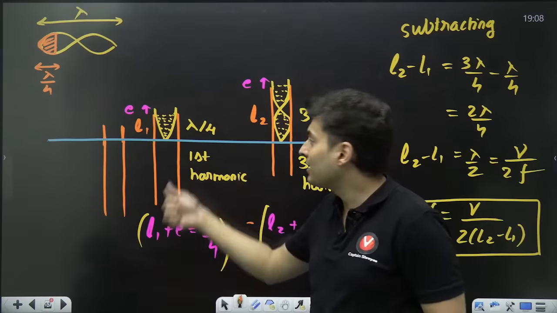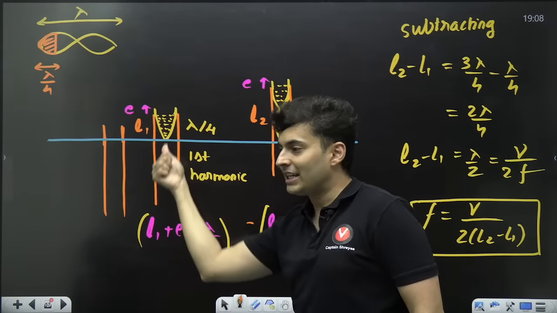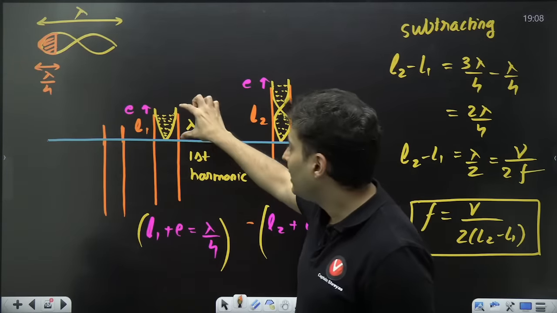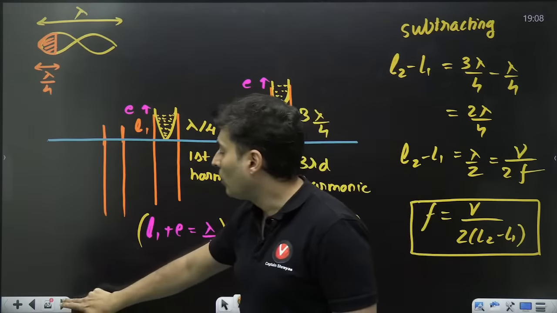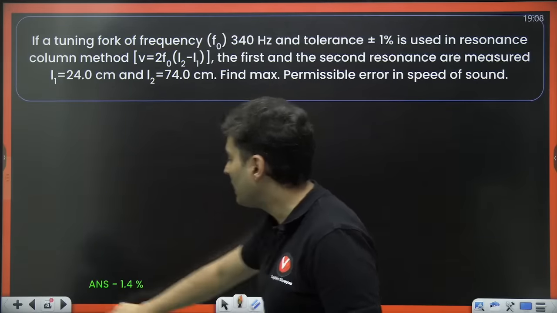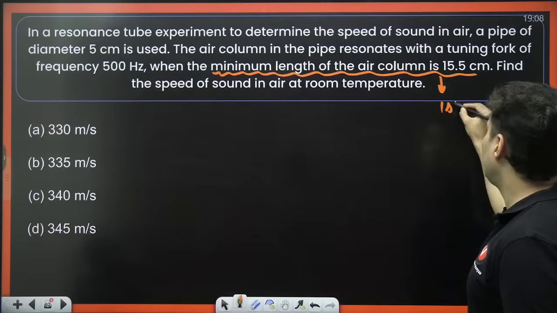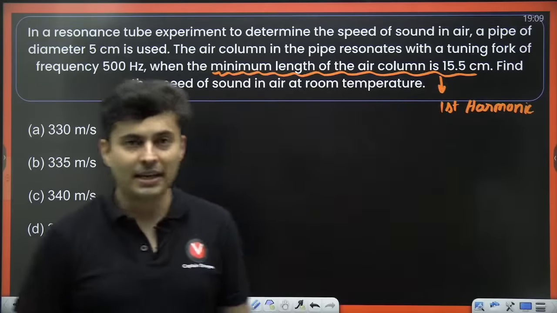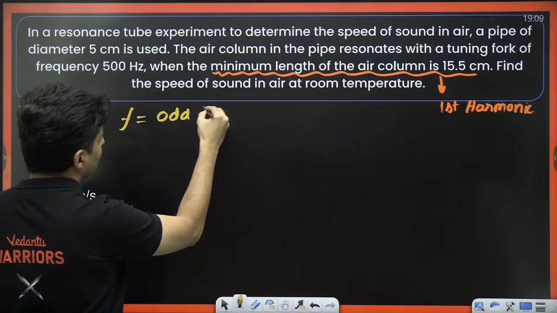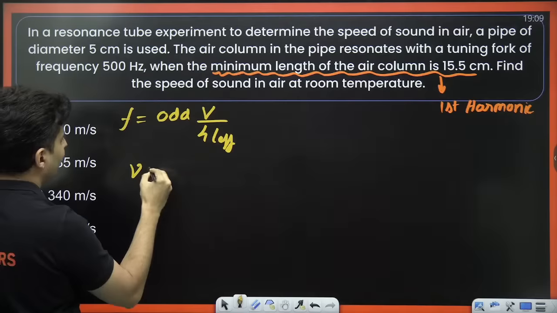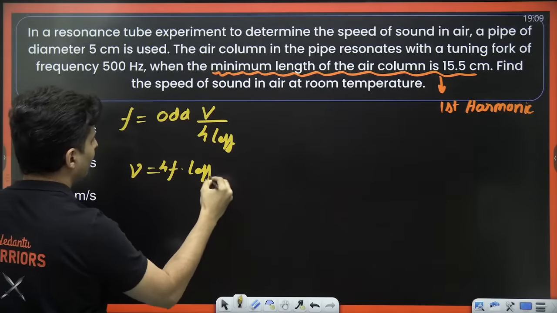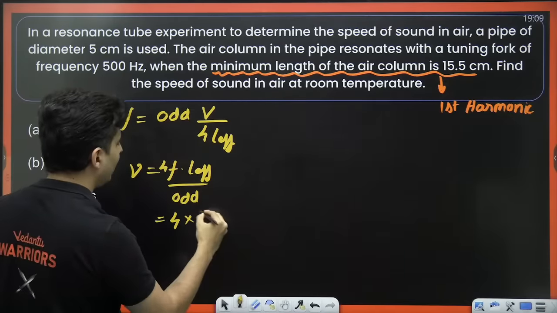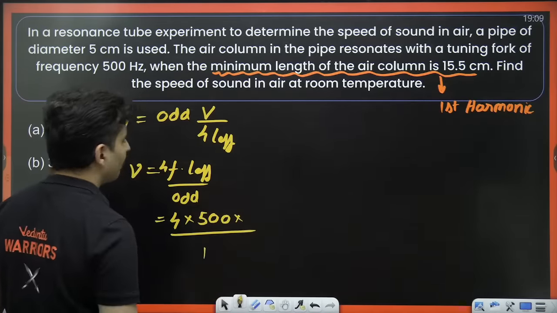The first time the resonance occurs is for the first harmonic, when lambda by 4 is the length of the standing wave which is produced. Oh, so this data, because it is given to me as minimum length, that means it is first harmonic. Okay, question is find the speed of sound in air. We know the formula for frequency is odd times V by 4 length effective. So therefore, V will be F into 4 into length effective divided by the odd number. 4 is 4. Frequency of the tuning fork is given to be 500. Great. Length I don't know. Odd number is 1 because first harmonic.